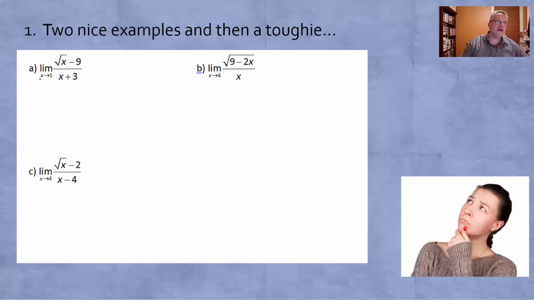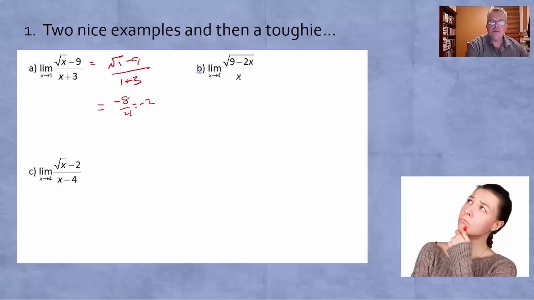In this first one, as x approaches 1, the numerator is approaching square root of 1 minus 9, and the denominator is approaching 1 plus 3. Square root of 1 is 1, so in the numerator I get negative 8, and the denominator is 4, which is negative 2. So the limit is negative 2. It was in a nice part of this function. The denominator wasn't approaching 0, so there was no issue.